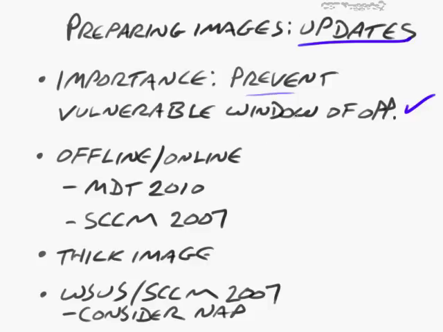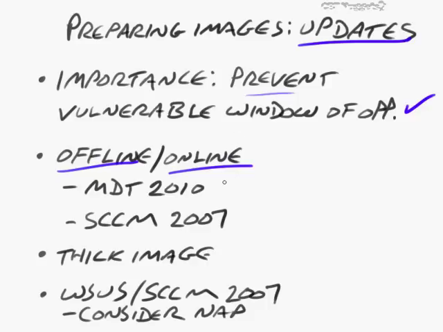Now, if you want to go ahead and apply updates, you can do it a couple of different ways. You can do it offline. This means that you can just mount your WIM file, for example, apply an update, and then seal it back up again. Or you could do it online. That would be with an existing online image that's already booted up on an actual machine.